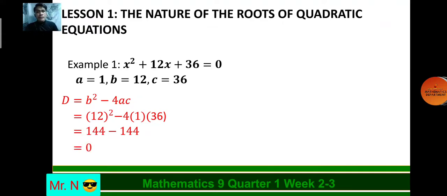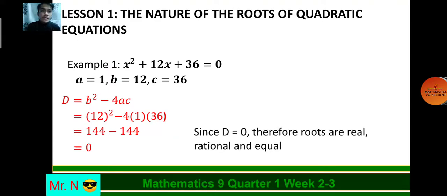The discriminant is 0. So ano nga ba kapag ang discriminant is 0? The roots are real, rational, and equal. Okay? Since the discriminant is equal to 0, therefore, roots are real, rational, and equal.